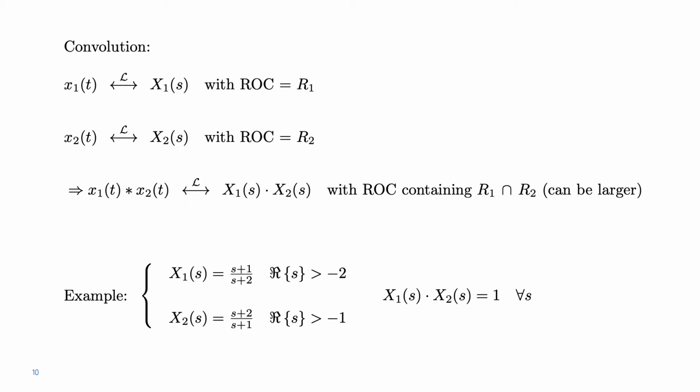And what about the new region of convergence? It will contain the intersection between R1 and R2, but it could also be larger if a zero-pole cancellation occurs, for example. We have an example at the bottom of the slide. So take x1 and x2. In this particular case, they're one the reciprocal of the other. They have two different regions of convergence, obviously, because one has a pole in -2 and the other has a pole in -1.